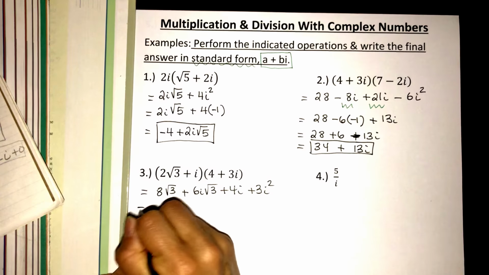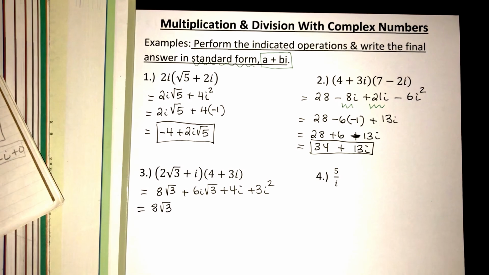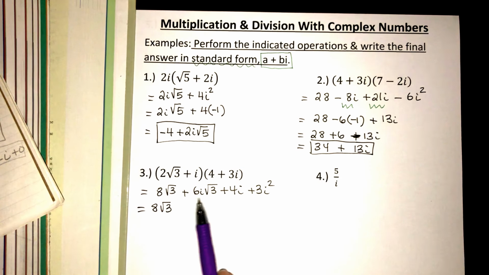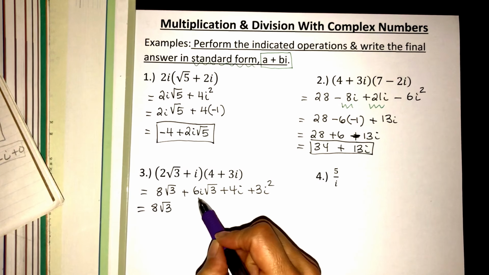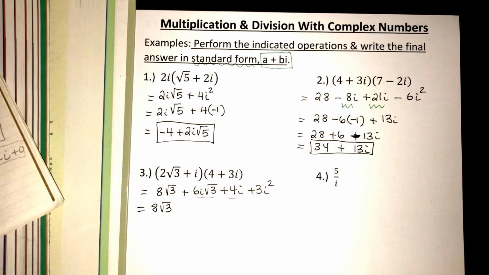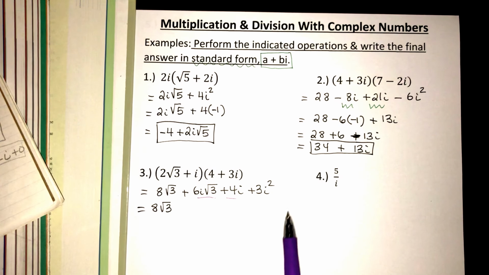Okay, so we have 8 square root of 3. This problem's a little different compared to number 2. Number 2, we had like terms here. These two, they are not like terms, right? This has a square root, this doesn't. I cannot combine these together. I still need to replace i squared with negative 1.